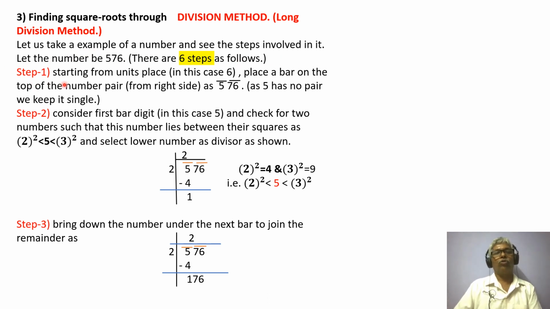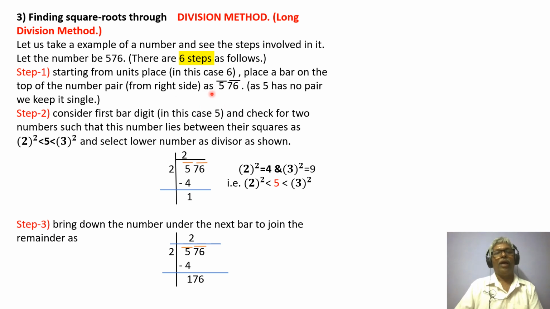So we go for the first step. We have taken the number 576 to explain this. Starting from the unit place, in this case 6, the last digit, place a bar on top of the number, pairing from the right side, that is 76, the pair. You have to select the pair and place a bar on this.